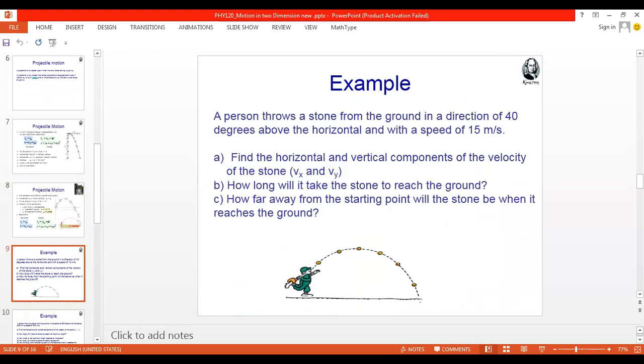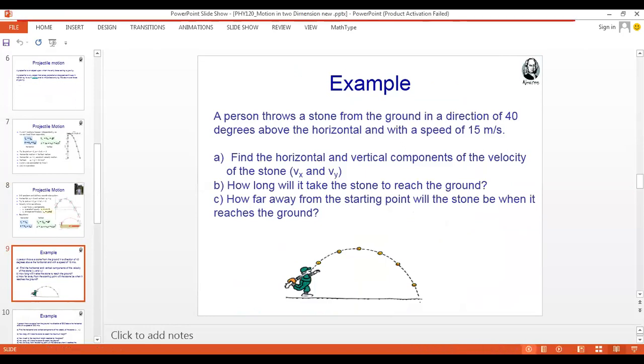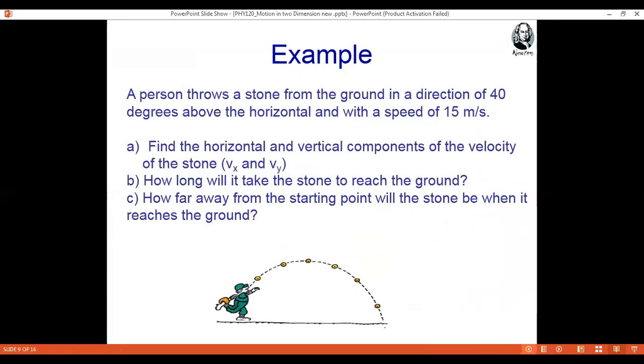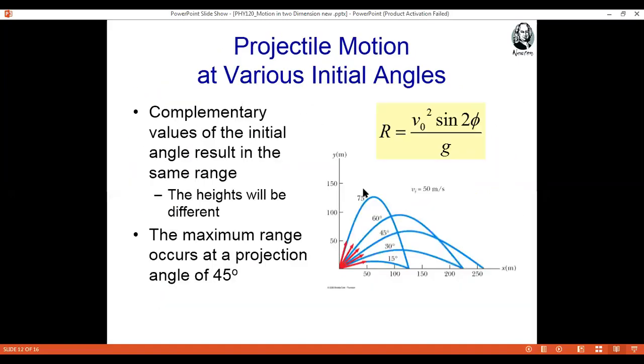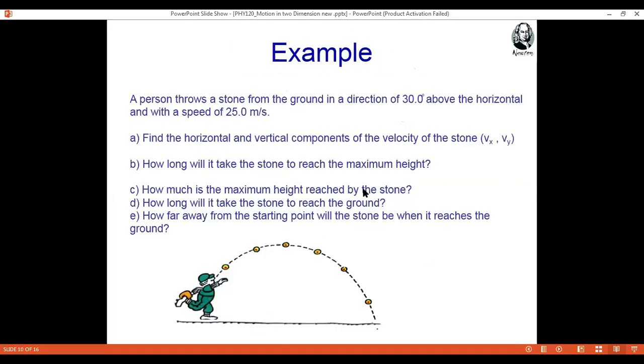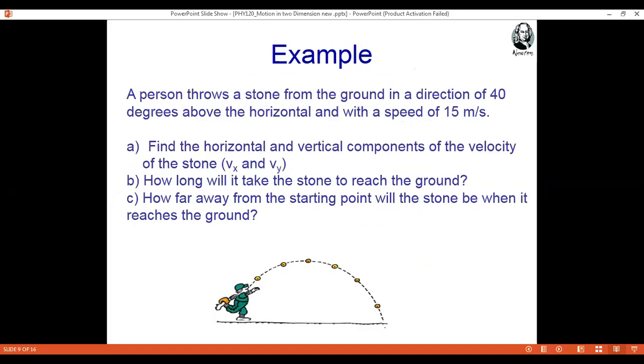Listen, let's start this question. How can we solve this question? For example, a person throws a stone from the ground in a direction of 40 degrees above the horizontal, and with a speed, this is actually the initial velocity, of 15 meters per second. What is given? Initial velocity, sir, and the angle is given.